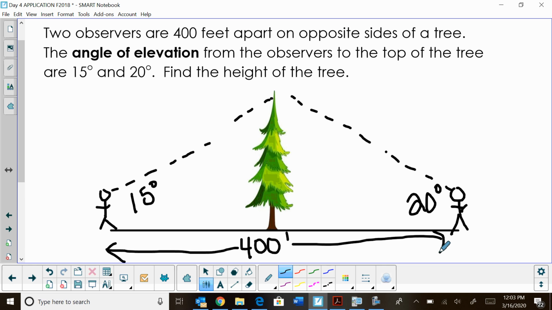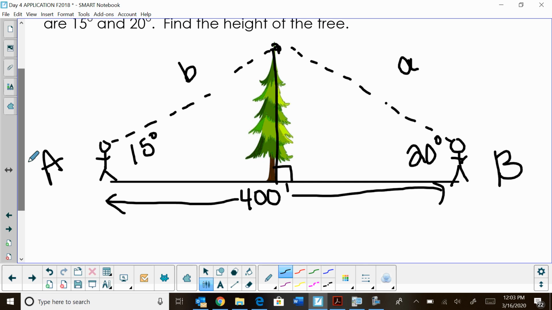Now, this tree is right in the middle of this large triangle, and we know a tree forms a right angle. So really, we just need this height or this altitude of the triangle. I'm going to call this side a, and I'm going to call this vertex B, this side is b. I need either a or b, so I can choose which one I want to solve for. And so I'm going to solve for a.